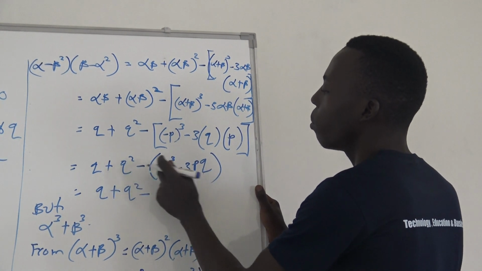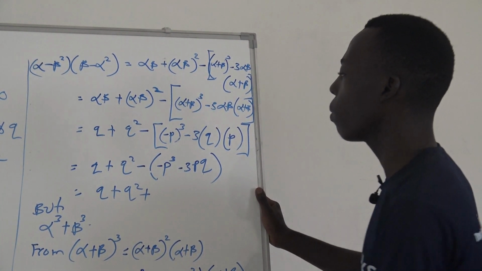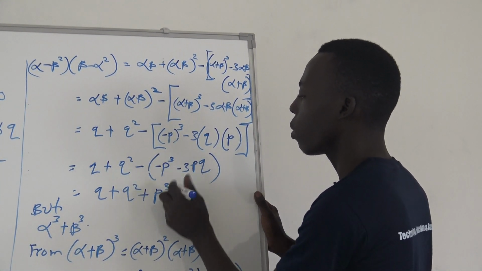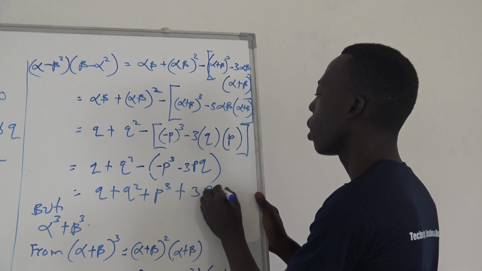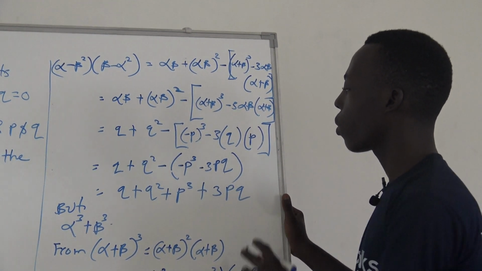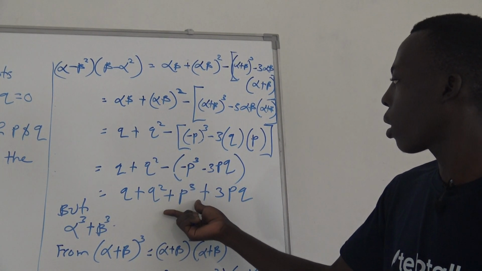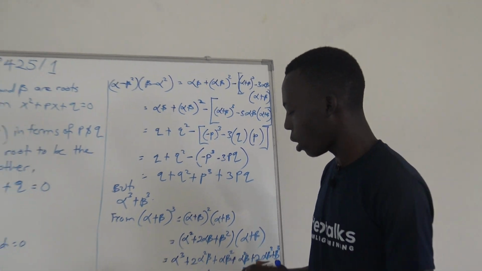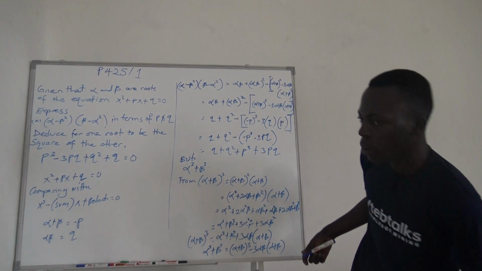When a negative and a negative are multiplied, it becomes a positive. So it becomes plus P cubed, then this one also plus 3PQ. So that's what we get out of that. I think there's nothing which you can make out of this, as all of them have different categories. So now we are continuing with the question.